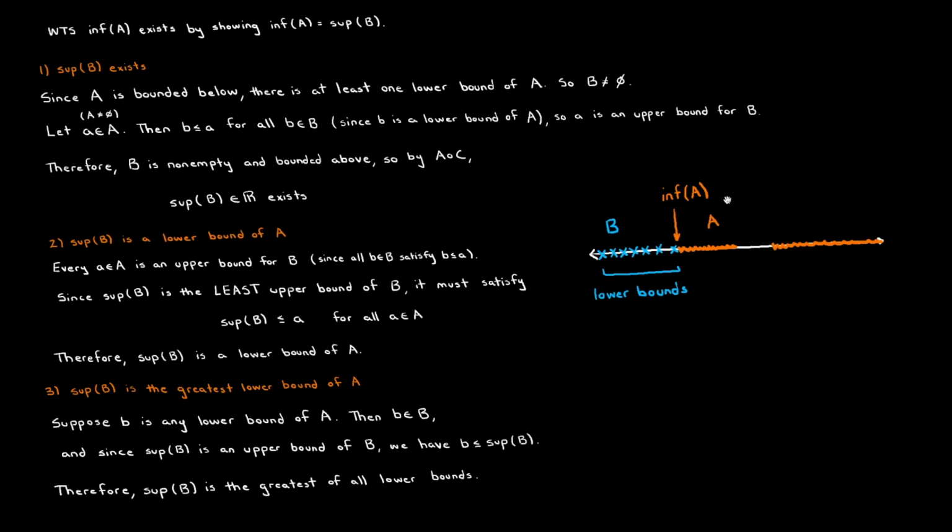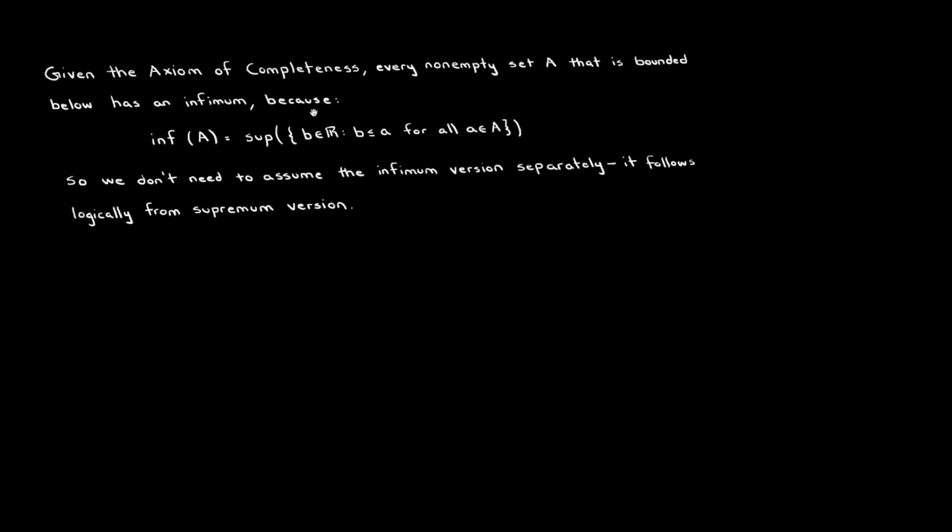We have shown that the infimum of A, or the greatest lower bound of A, exists just by using the axiom of completeness. As a quick summary, given the axiom of completeness, it turns out that every non-empty set A that is bounded below also has an infimum. This is because the infimum of A can be defined in terms of the supremum of the set of all lower bounds of A. And so we don't actually need to assume the infimum version separately, because it follows logically as a consequence of the supremum version.